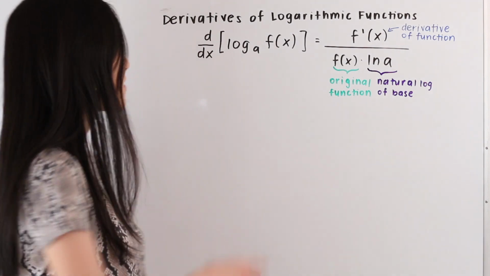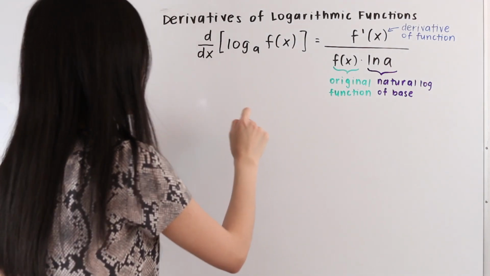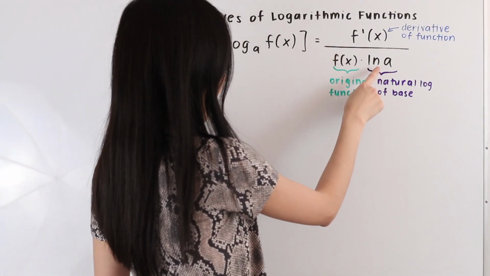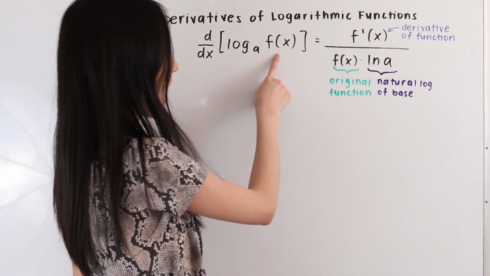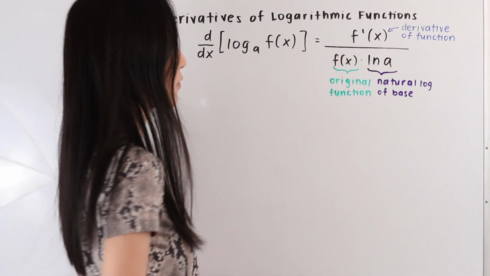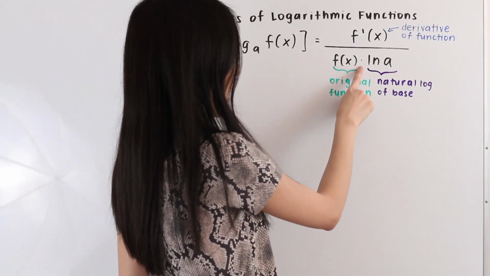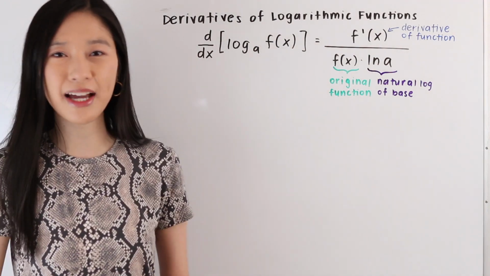In today's video we are going to be learning how to take derivatives of logarithmic functions. So we have the derivative with respect to x of log base a of f of x is equal to f prime of x over f of x times the natural log of a. So essentially all we're doing here is we are taking the derivative of the function f of x as shown here, and we're dividing by f of x, which is the original function, times the natural log of our base a. So let's go ahead and take a look at some examples and apply this.